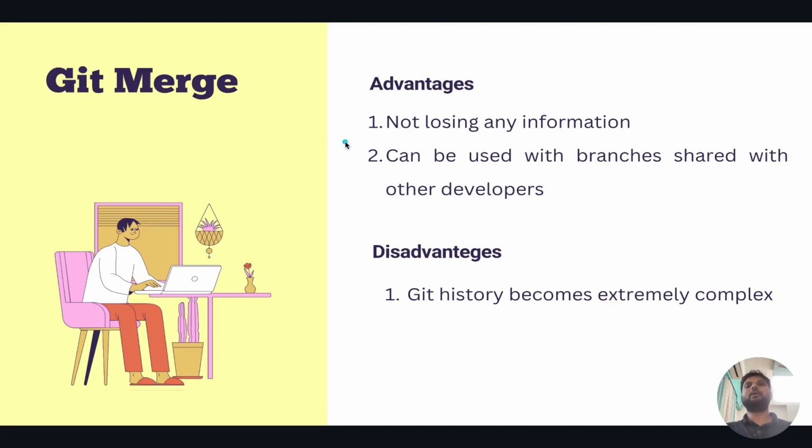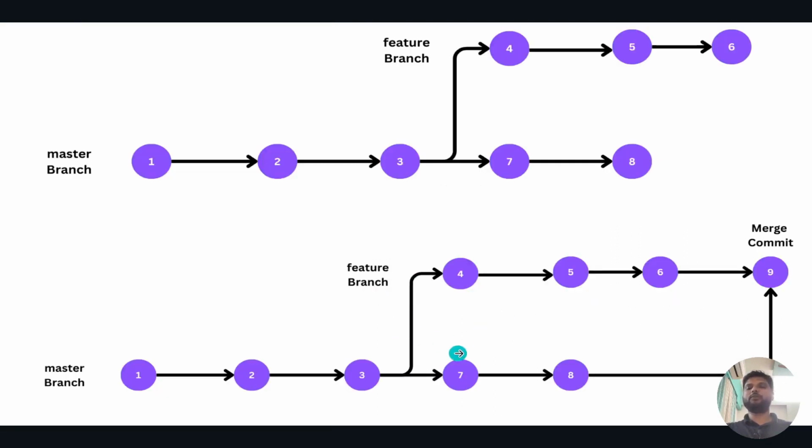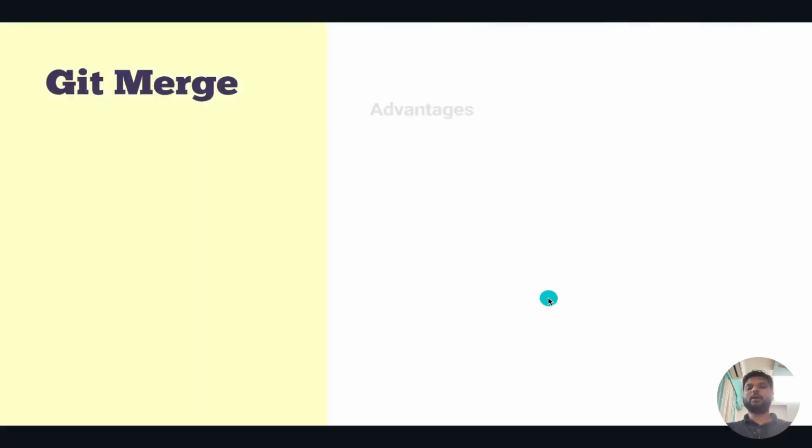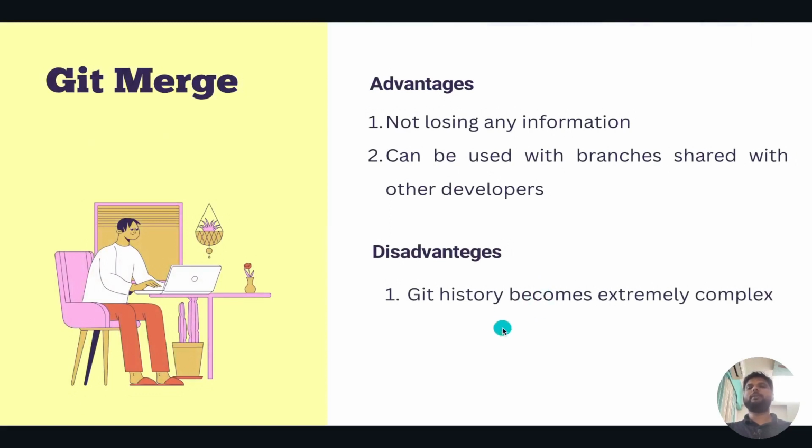Even if you make a PR in GitHub and merge that PR in master, GitHub is nothing but doing a merge operation. Now what are the disadvantages? Well, the only disadvantage of Git merge is that your Git history becomes extremely complex. If you see this diagram, we have this extra merge commit. Also, we know that this master is merged with this feature branch, right? So it is creating a lot of unnecessary commits. So that's why your Git history has become extremely complex.